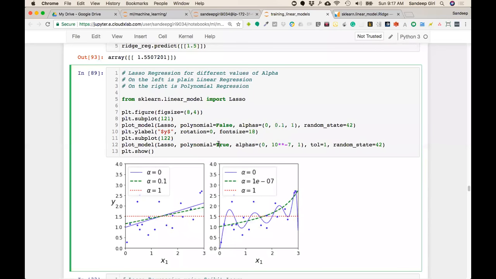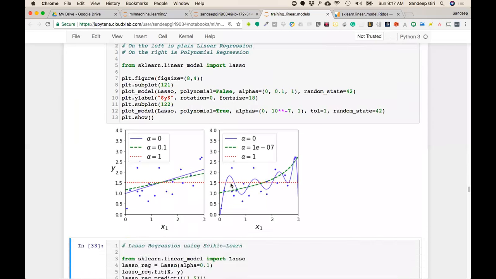And in the case of polynomial, it's going to call Lasso with 0 and, in the pipeline, add 10 degrees of polynomial features to it. That's what it is going to do, and this is how it looks.